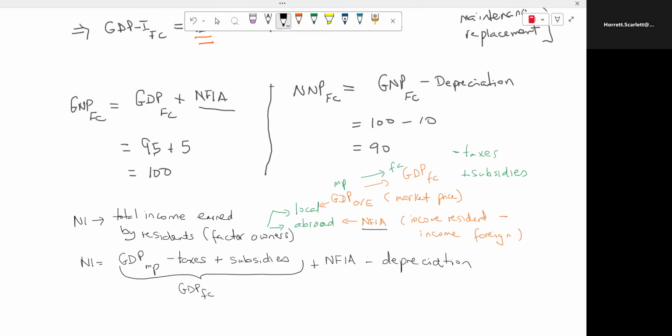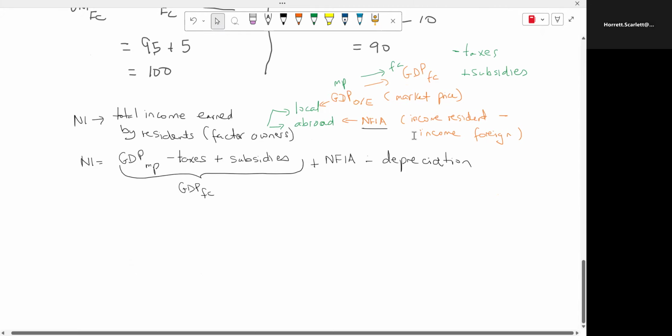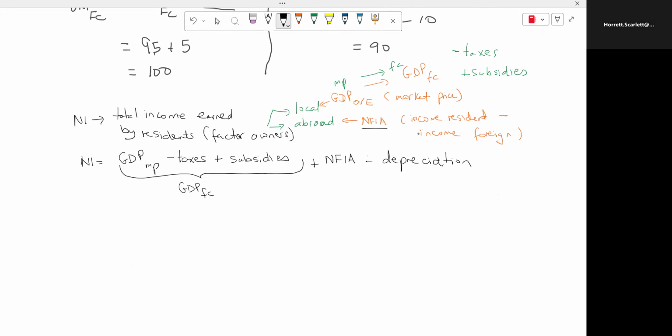And the end of all of this computation actually gives us what we call our net national product, or our net national income, which is expressed in terms of factor cost. So therefore, we can simply say that that is equal to GDP at factor cost plus the net factor income from abroad minus the depreciation.